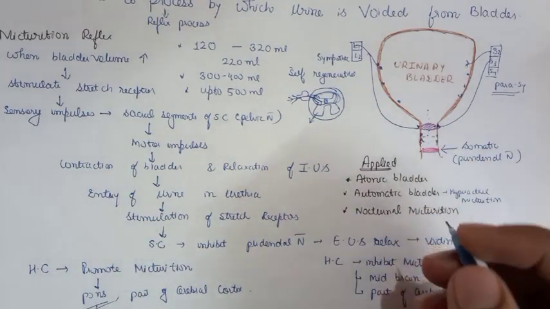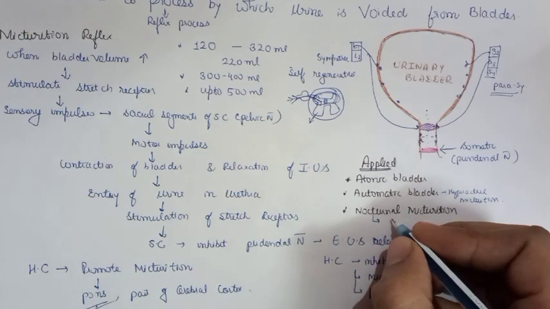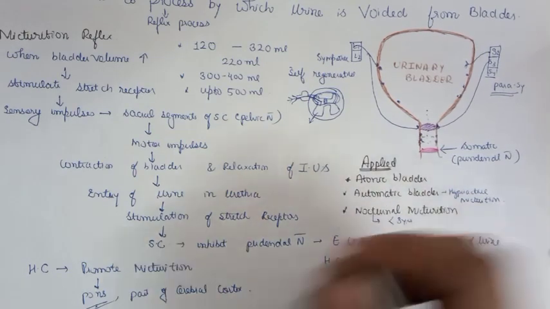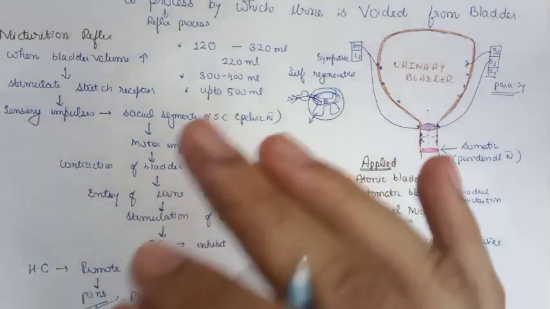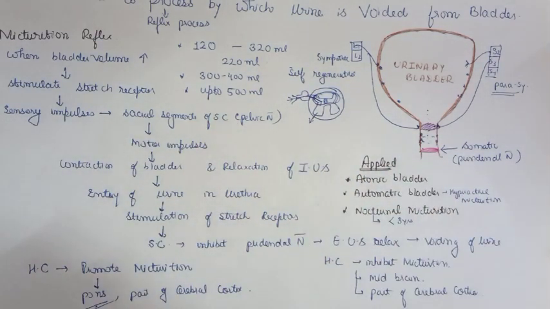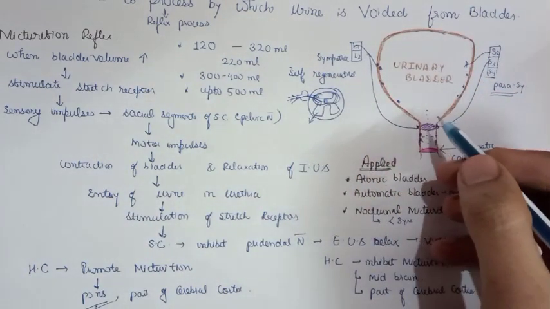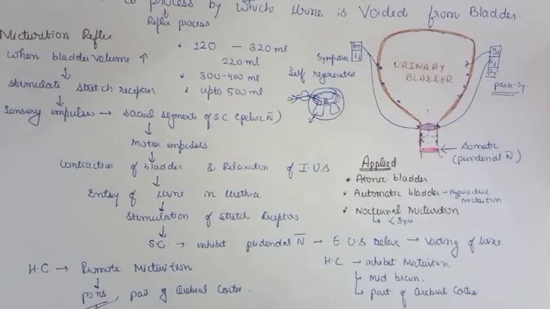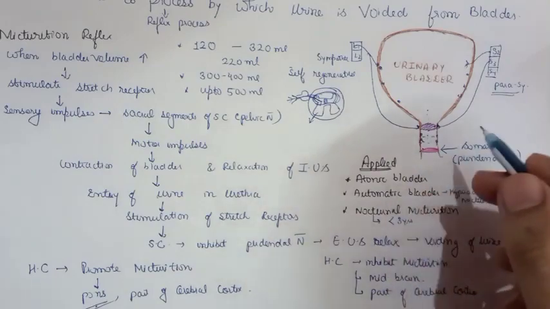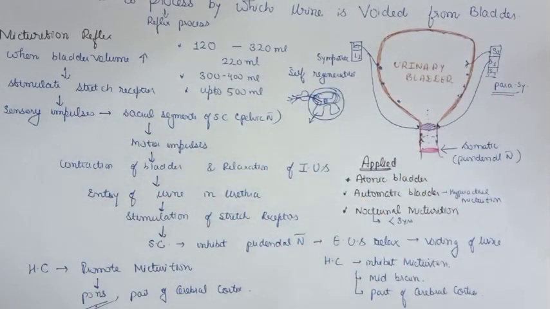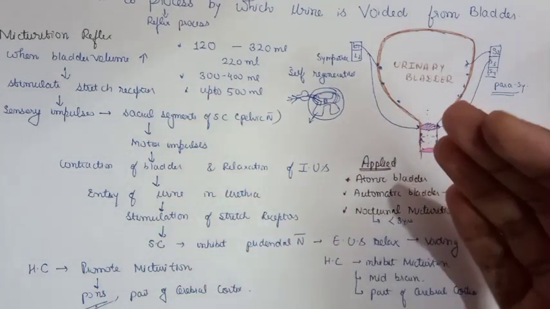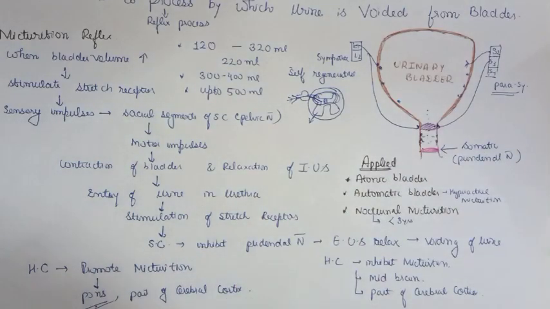And what happens in nocturnal micturition? It is commonly seen in children of less than 3 years of age. It is also called bedwetting. What happens in children of less than 3 years of age? The myelination of the pudendal nerve has not occurred. When the myelination is incomplete, the nerve impulses cannot be carried by that particular unmyelinated nerve. So there is a loss of voluntary control and micturition occurs. So there is incomplete myelination of the motor nerve fibers in the case of nocturnal micturition.